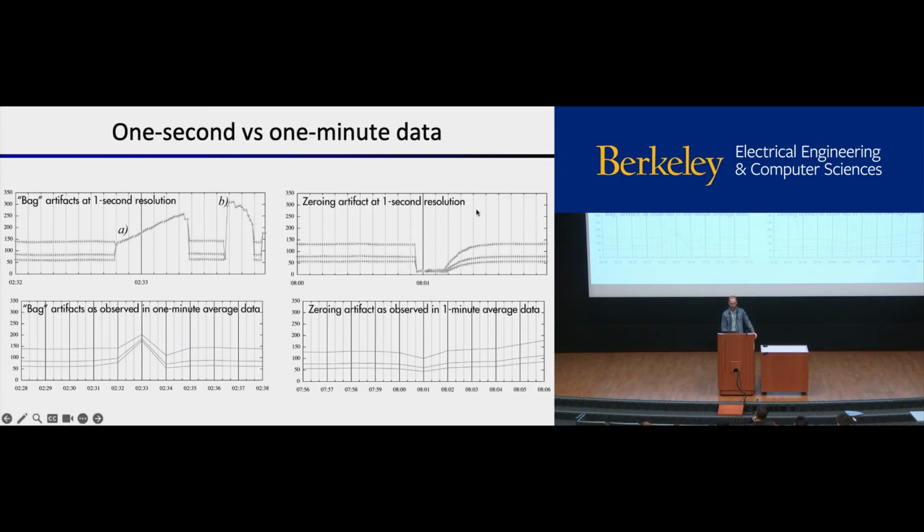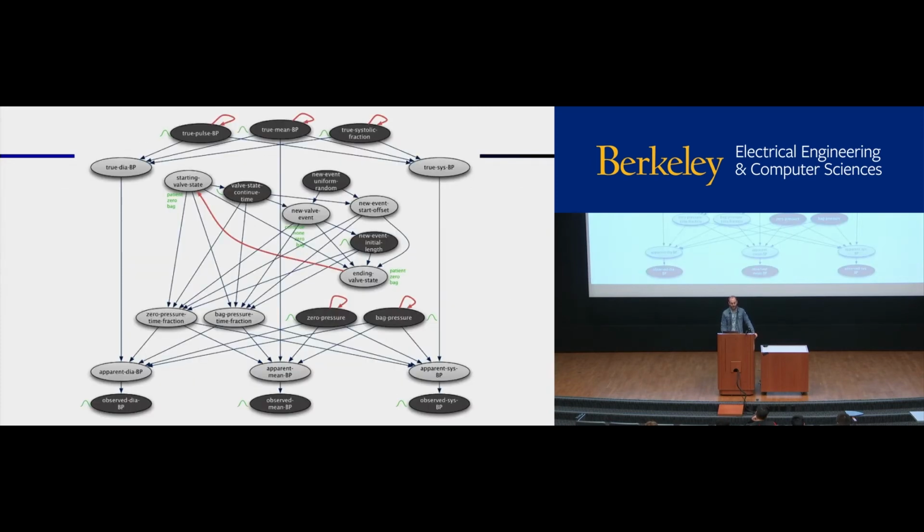So this is a 1-second resolution. This is a 1-minute resolution. It's much harder to see that something shady is happening here. And here is a more elaborate dynamic Bayes net for inferring the actual blood pressure given the observed diastolic, mean, and systolic blood pressure.